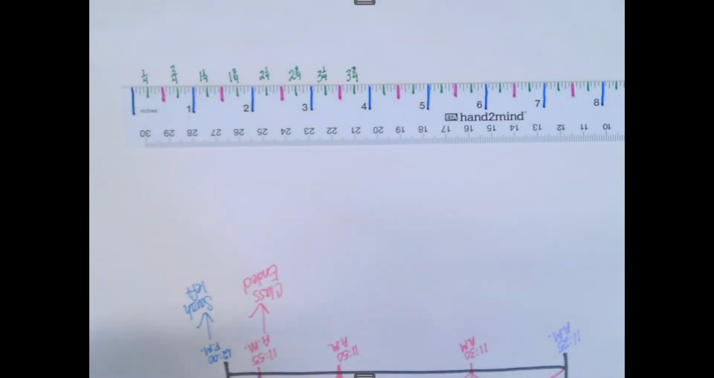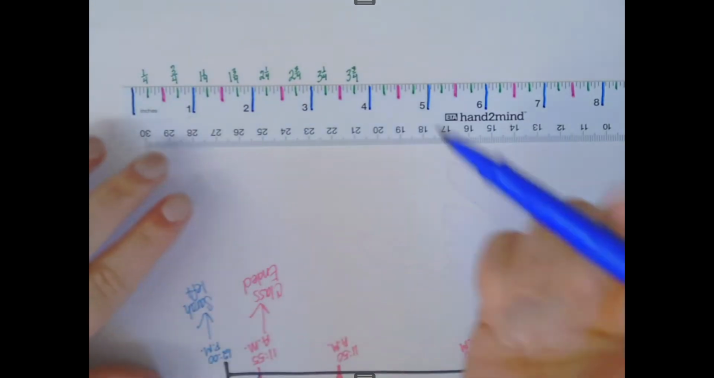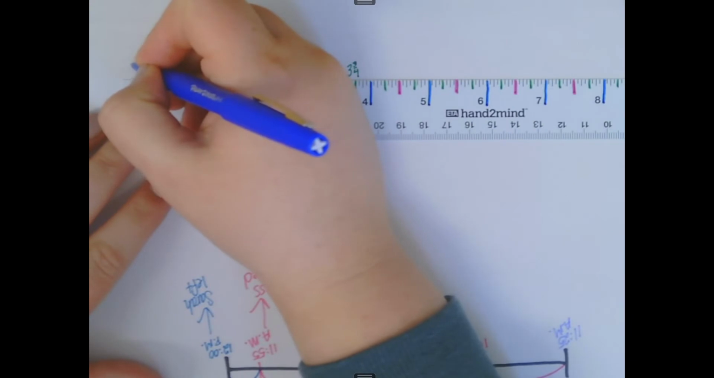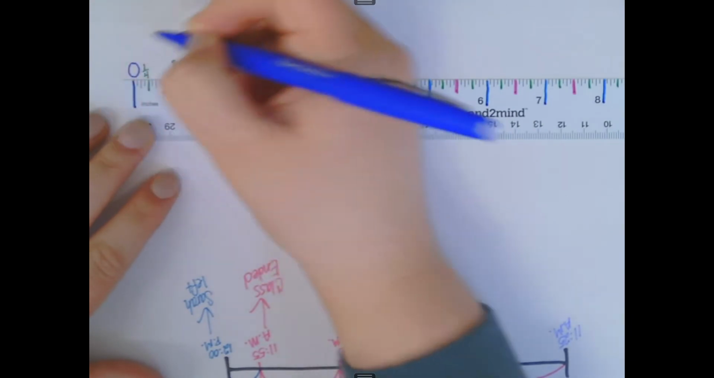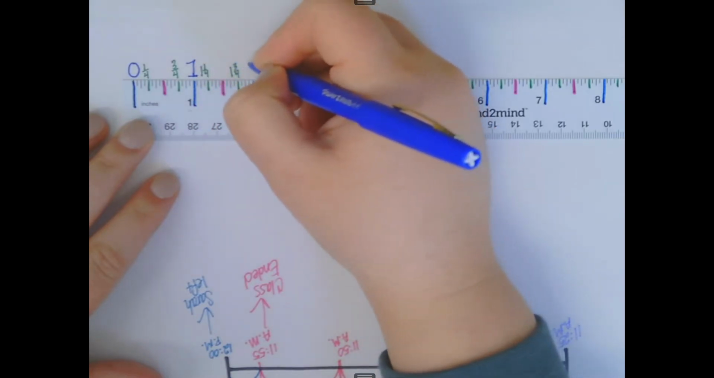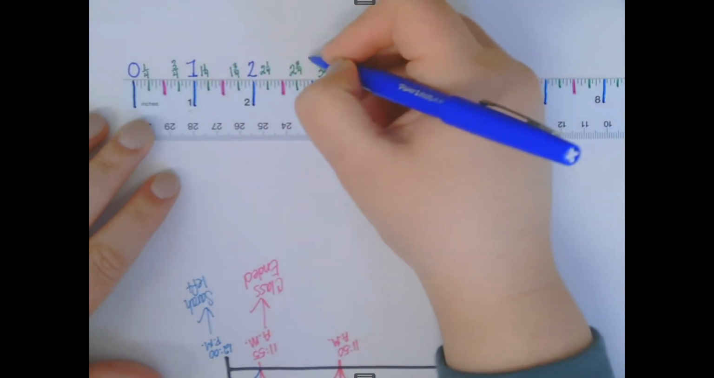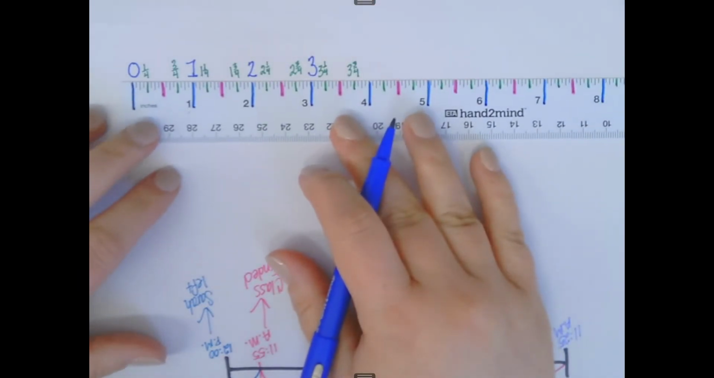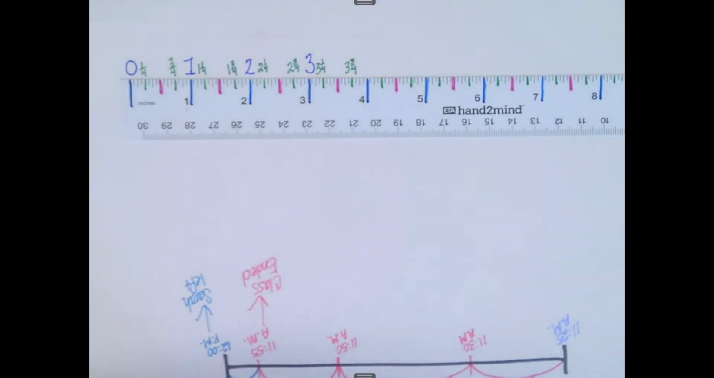Okay. Let me grab that blue. I gotta be careful not to move this. This is 0 inches. I'm going to do my whole numbers nice and big. This is 1 inch, 2 inches, 3 inches. Now the only one we have left are pink.